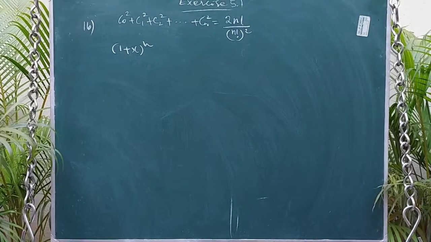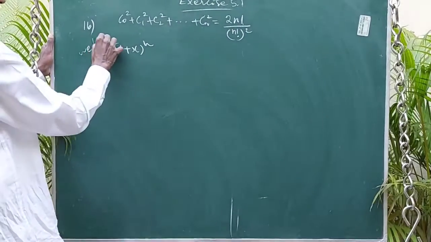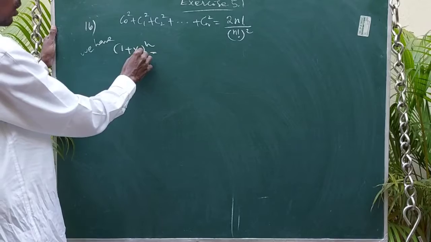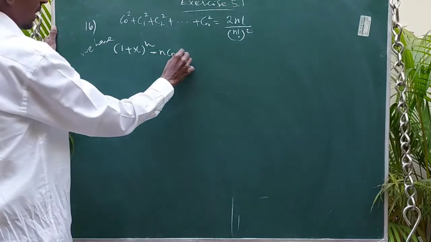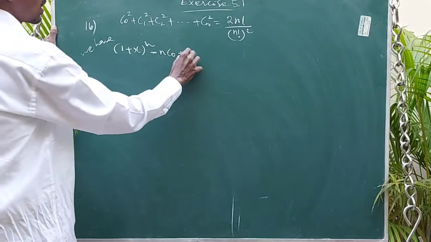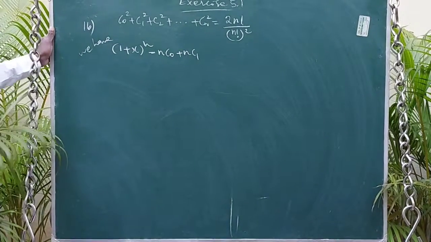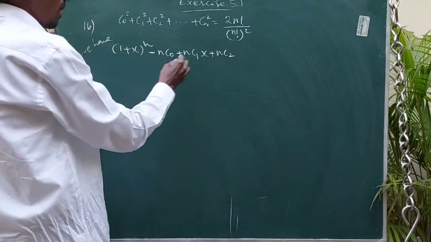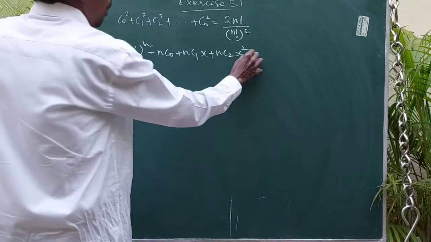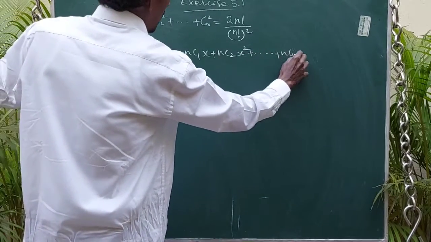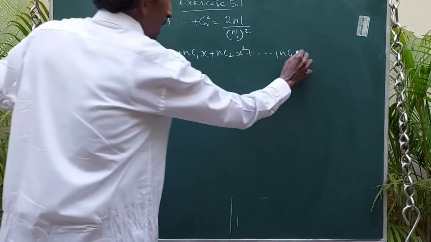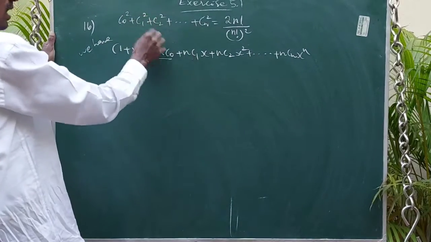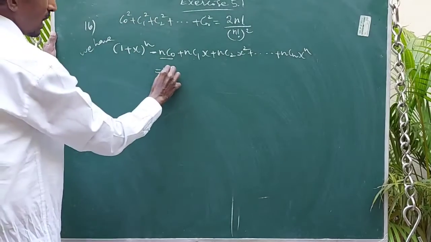So if we consider the expansion of 1 plus x the whole power n, what do we get? nC0 1 power n x power 0, that is nC0 plus nC1 1 power n minus 1 into x power 1, plus nC2 1 power n minus 2 into x square, 1 power anything is 1, plus etc. Last one nCn 1 power 0 into x power n. So we have to consider this nC0 as C0, nC1 as C1, nC2 as C2. So what are we getting?